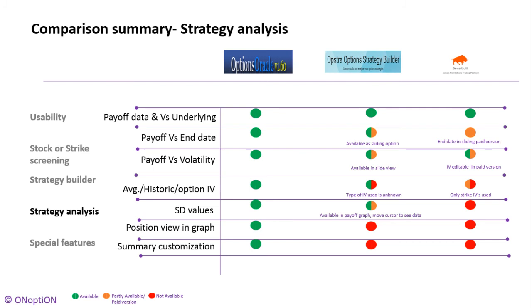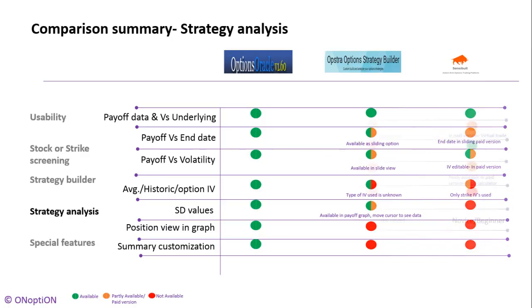Position view: the current position you have and how it is looking, and you can have the graph plotting of that position with respect to the underlying. That is available in OptionsOracle. Opstra is missing that feature, and Sensibull is also missing that feature. Summary customization: you can customize your summary table, which is possible in OptionsOracle. Opstra and Sensibull are missing that feature. So in strategy analysis also you can see OptionsOracle is scoring quite a lot when compared to others.